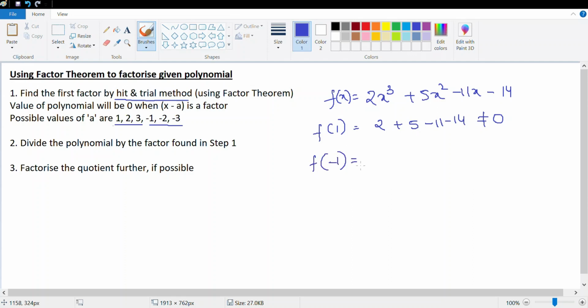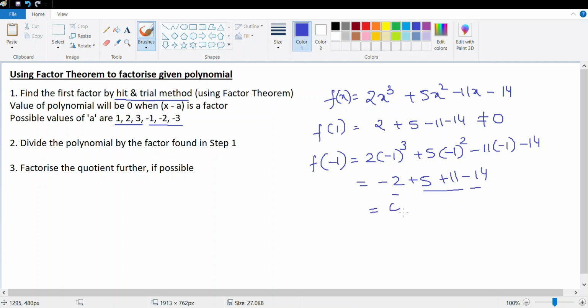Let's try x is equal to negative 1. This will be 2 times negative 1 to the power 3, plus 5 times negative 1 to the power 2, minus 11 times negative 1, minus 14. That's negative 2 plus 5 plus 11 minus 14. This is 16 and this is negative 16, so 0, which means therefore x plus 1 is a factor.